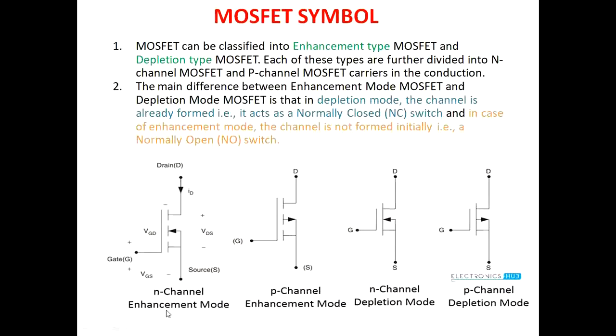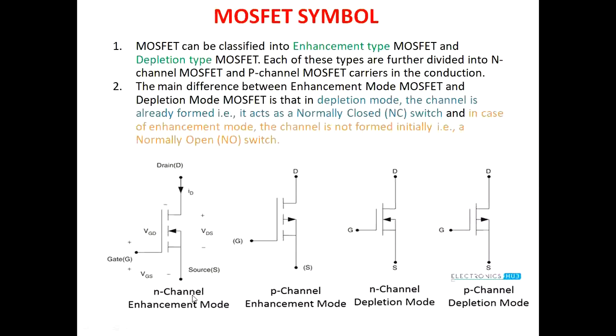Now, the diagram: N channel enhancement MOSFET, and you need to understand the voltage levels of the terminals. First of all, we need to understand VGS. The G terminal is the gate terminal, and it is always connected to the positive. The S terminal is the source terminal. It is connected to the negative voltage, and when you connect the VGS voltage, the MOSFET will operate in which mode depends on the voltage available at the channel.